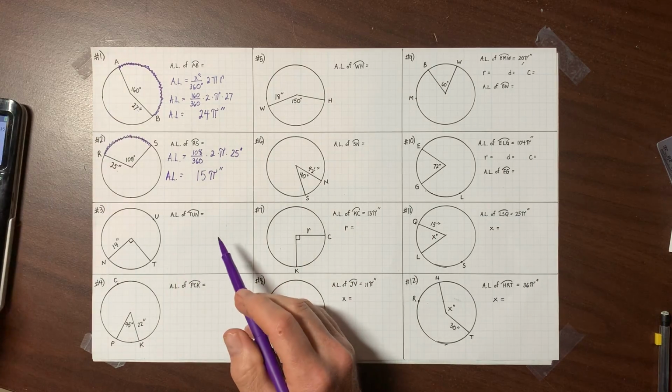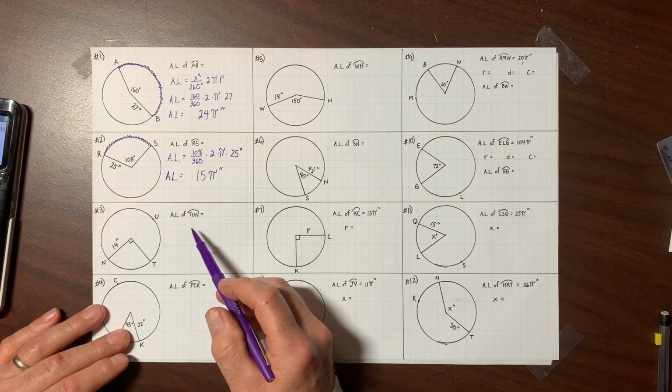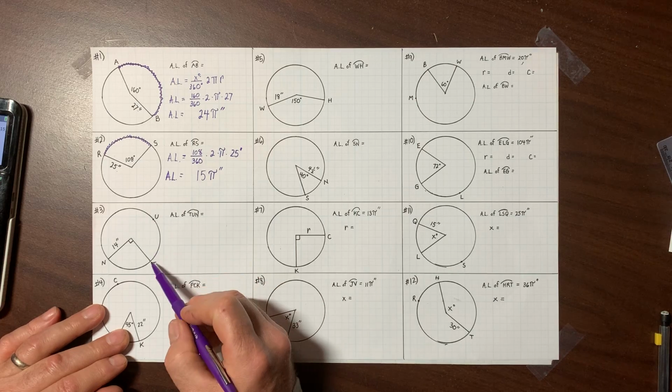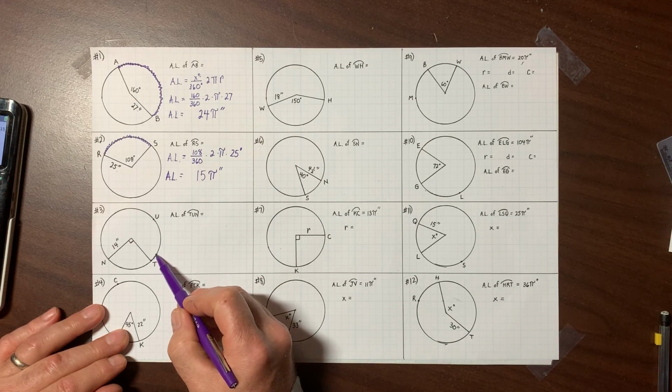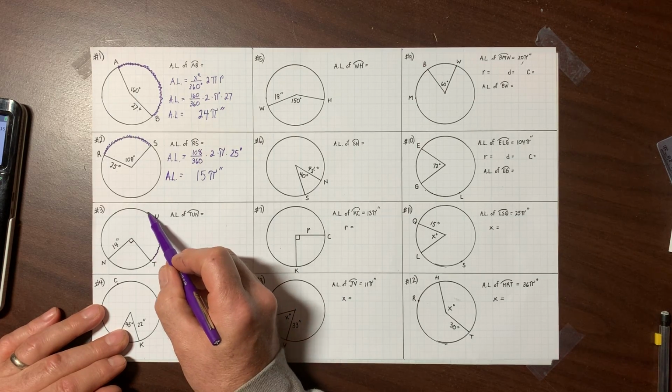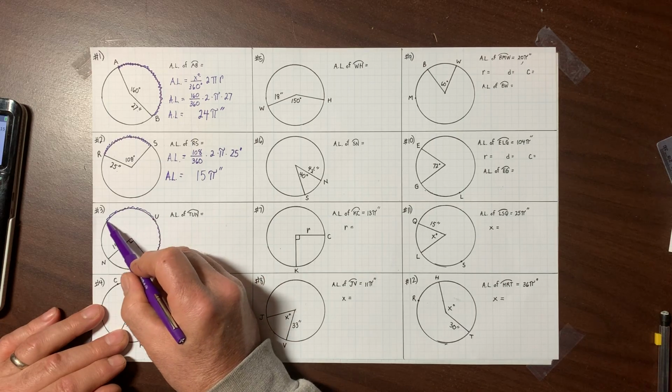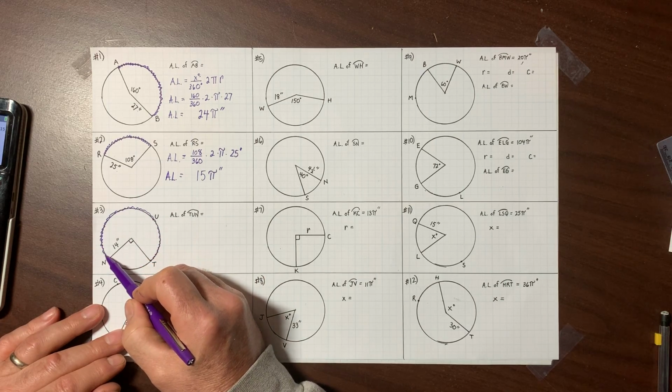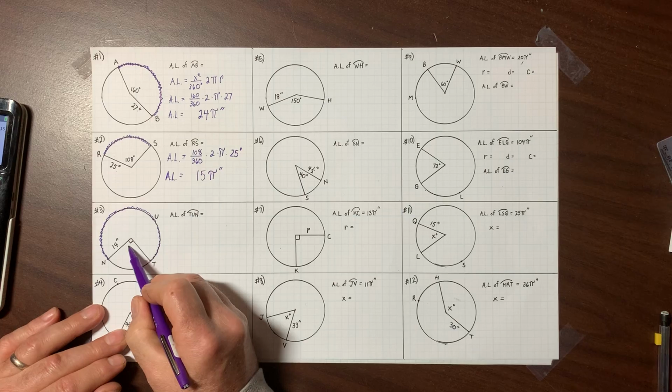In problem number 3, we're asked to find the arc length of arc TUN. Now, TUN starts here at T and goes all the way around the long way. TUN is a major arc. Now look, this is 90.